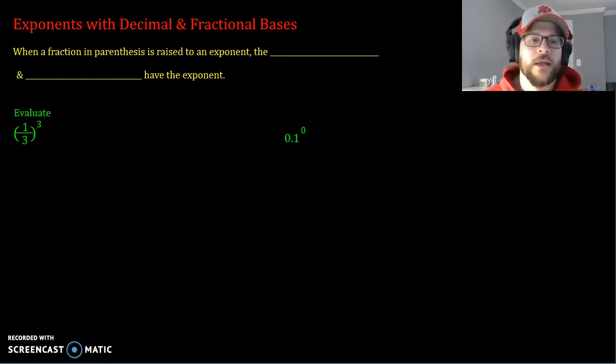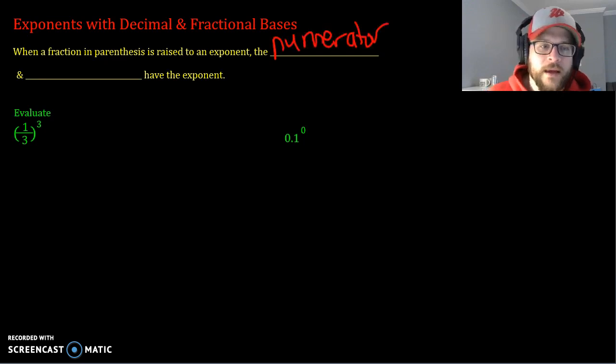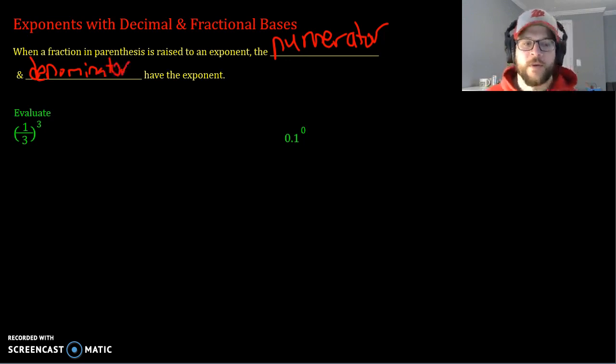When a fraction is in parentheses and that's raised to the exponent, both the numerator and the denominator receive that exponent and follow the same rule that you do normally with the exponents, where it just tells you to multiply that number times itself that many times.